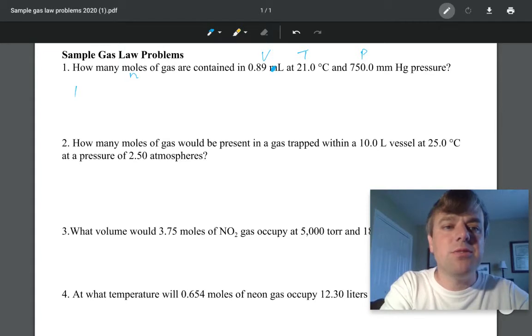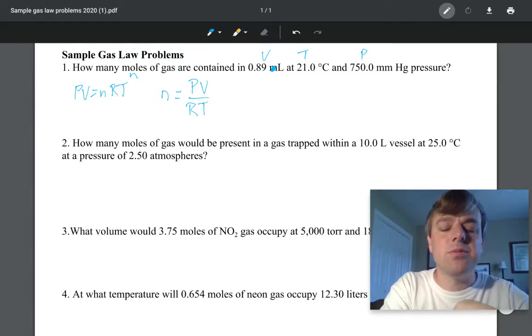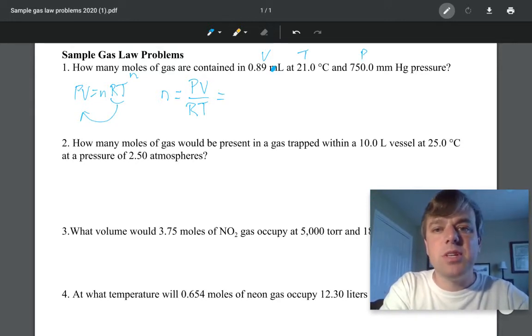So the equation once again says PV equals nRT, or we can rearrange this to say that n equals PV over RT. That's just some basic algebraic manipulation where we take the R and the T and we move them to the other side. So now we just need to plug in the numbers.